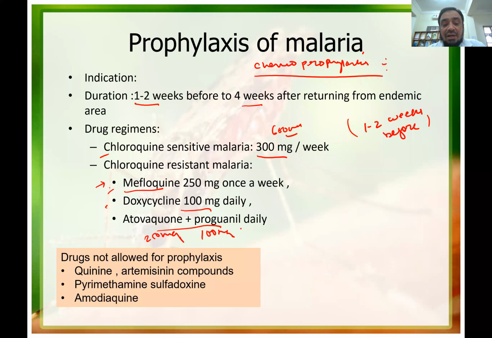Now, drugs which are not used for prophylaxis: quinine and artemisinin compounds. Quinine is toxic. For artemisinin compounds, resistance can develop and we want to preserve them. Pyrimethamine and sulfadoxine are not given because of adverse effects, that is agranulocytosis and allergic reactions, severe skin reactions like Stevens-Johnson syndrome. Amodiaquine is not used because of its adverse effects, that is agranulocytosis and hepatotoxicity.